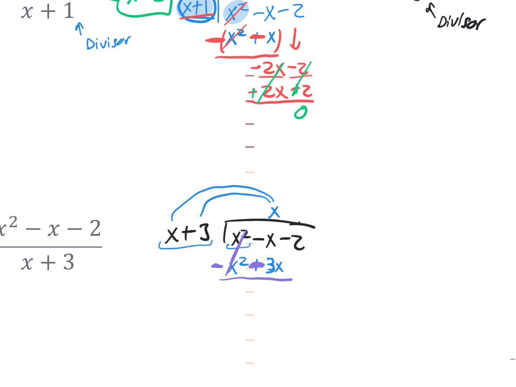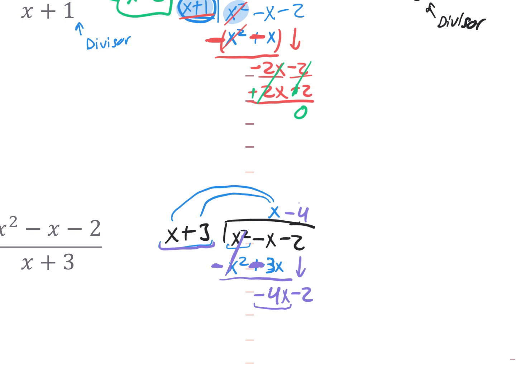X squared minus x squared goes away. Negative x minus 3x is going to get you a negative 4x. And then bring down the next term, negative 2. And then we repeat the process. We need to ask, what can we multiply x plus 3 by? We want to multiply this by something to get a negative 4x, and it's going to be a negative 4.